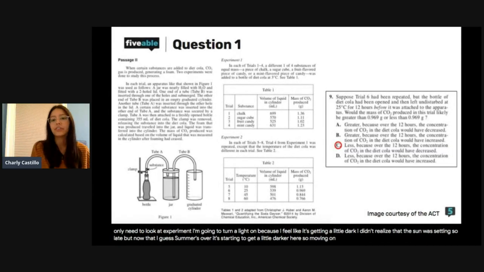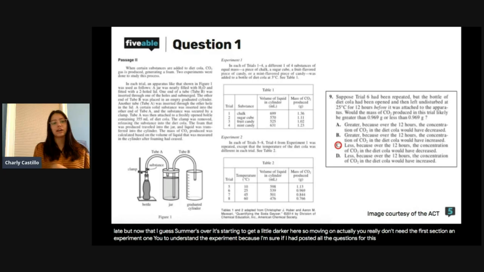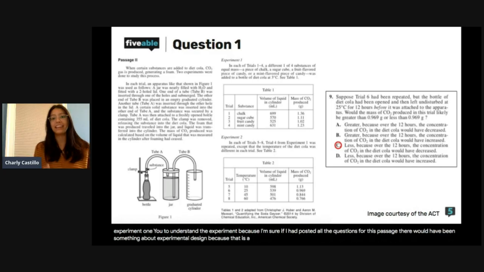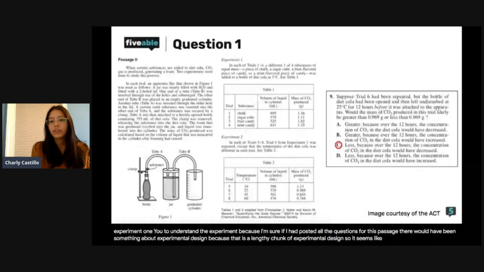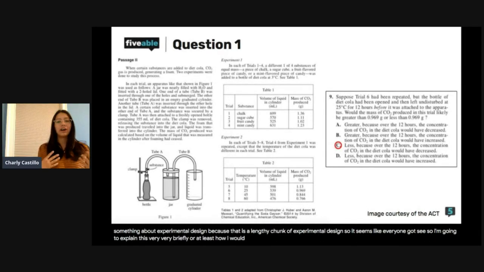So moving on, actually. You really don't need the first section in experiment 1 for this type of question, but it is good to read to understand the experiment, because I'm sure if I had posted all the questions for this passage, there would have been something about experimental design, because that is a lengthy chunk of experimental design. So it seems like everyone got C. So I'm going to explain this very, very briefly, or at least how I would have gone about it.